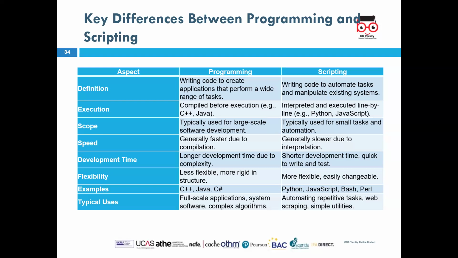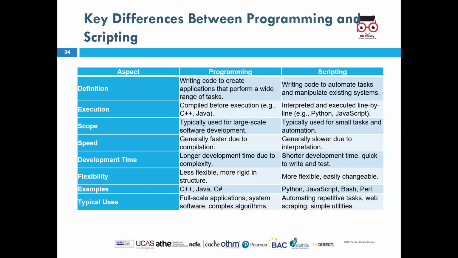There are different types of execution for them. Programming will have a compiler, as I explained, that converts our English language into binary numbers, which is what our machine understands. Scripting, such as Python and JavaScript, uses an interpreter. What is the scope? Typically, programming is used for large-scale software development, while scripting is used for smaller tasks and automation.